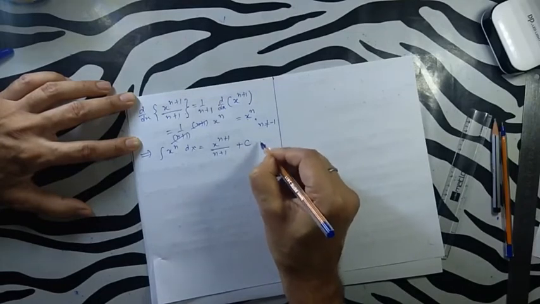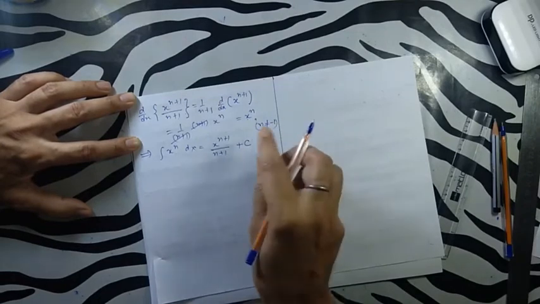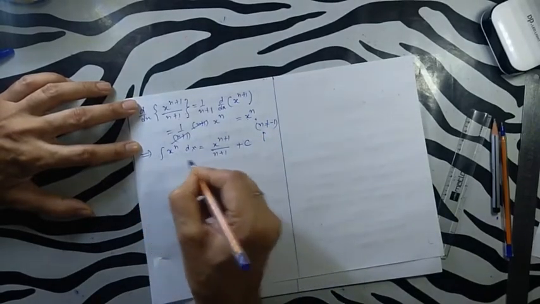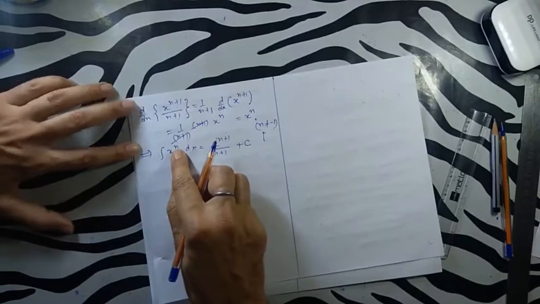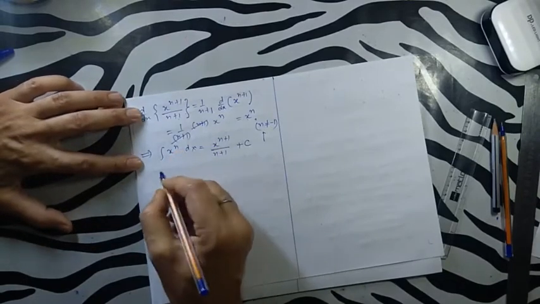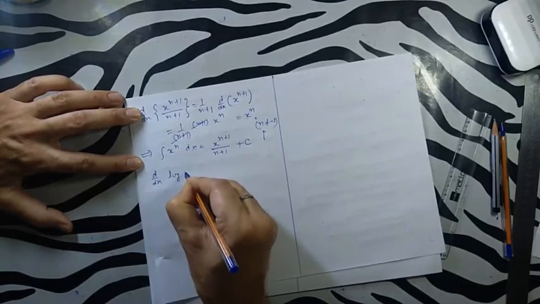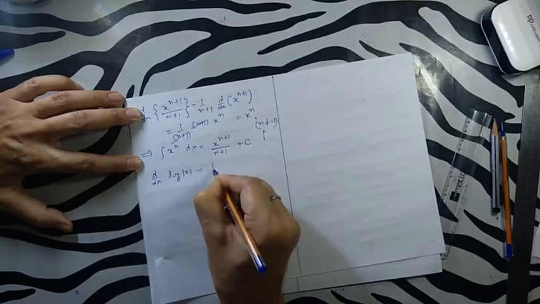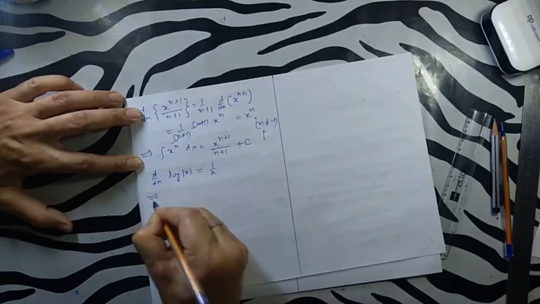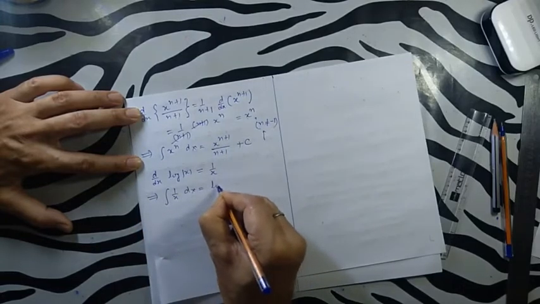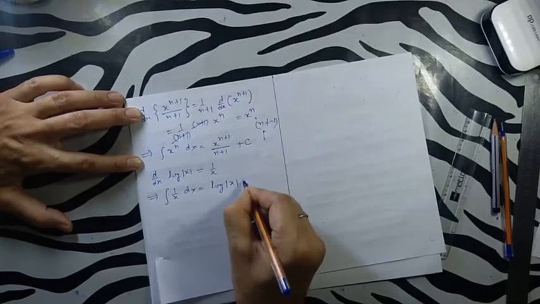And the condition is n is not equal to minus 1. Now similarly, if x is equal to minus 1, now we have a different formula for this. d by dx of log x is 1 upon x. So it implies that integration of 1 upon x dx is equal to log x plus c.